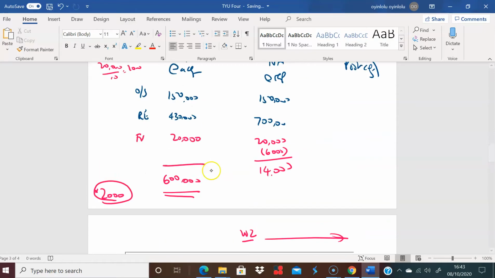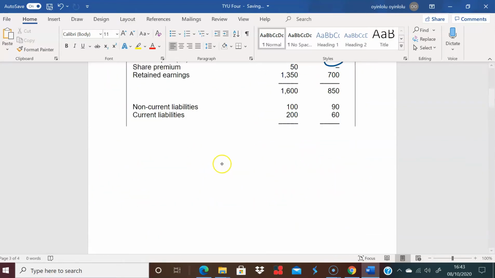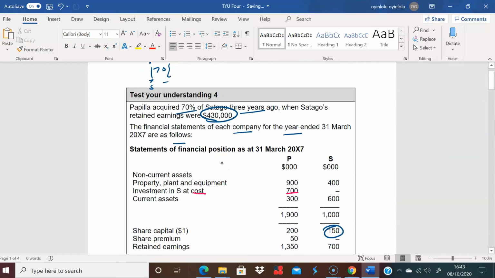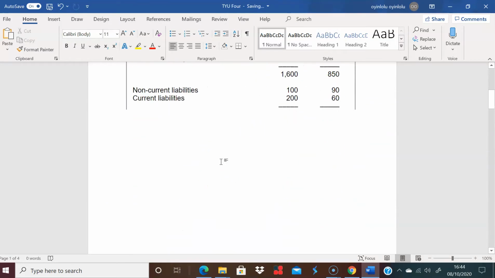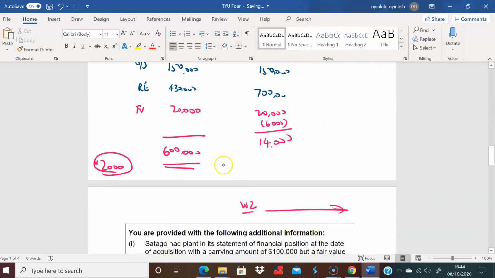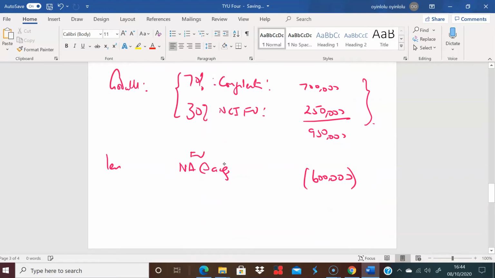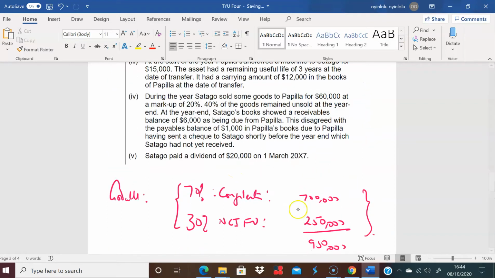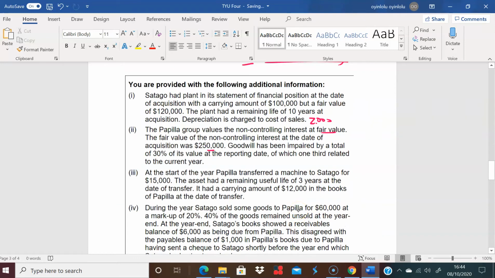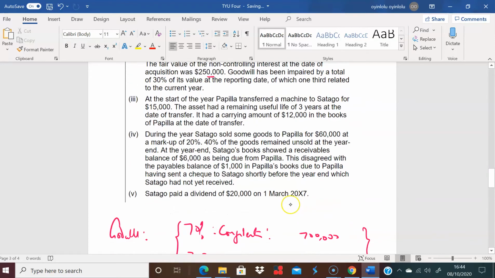Yes, 250, and your business up here, you guess 700,000. Which means that the total consideration, of course, is 950,000, which means that goodwill is 350,000 at acquisition, right? But then they tell us that we have a problem. Goodwill is impaired by 30% at the reporting date.